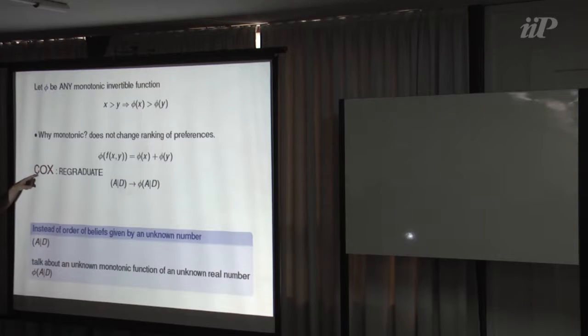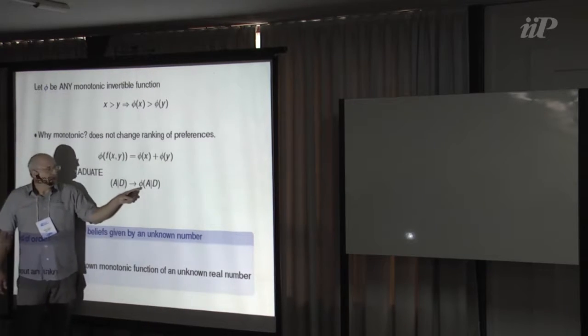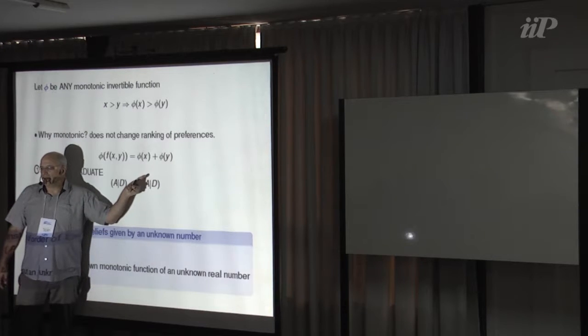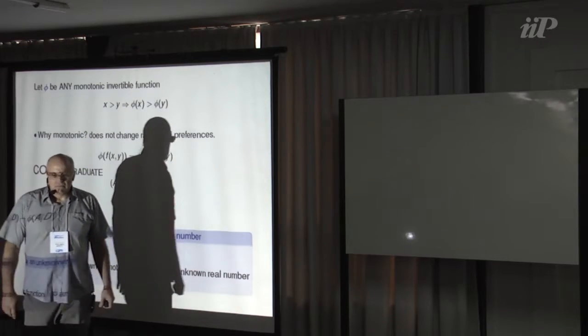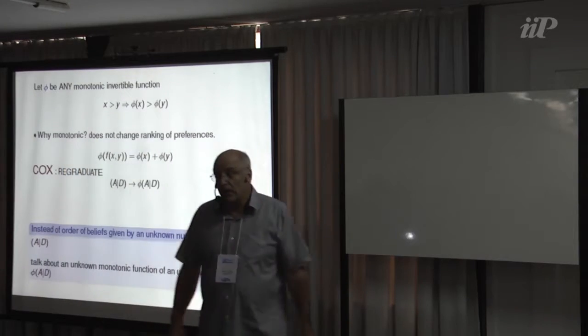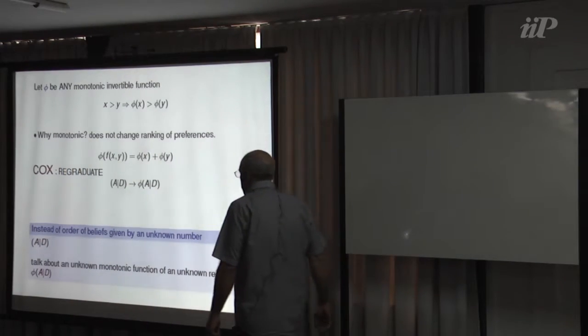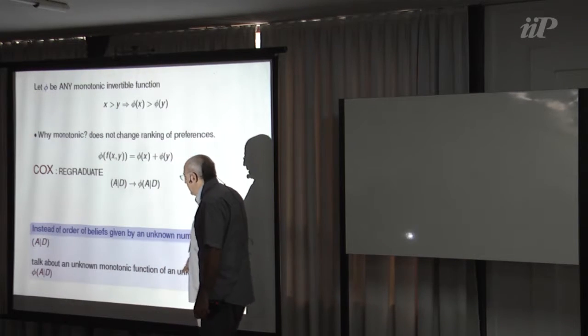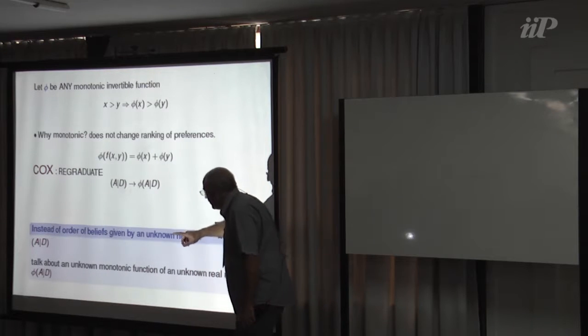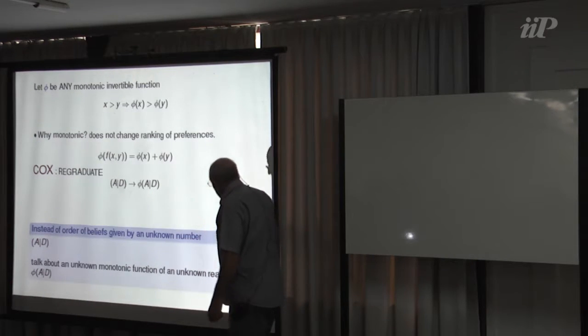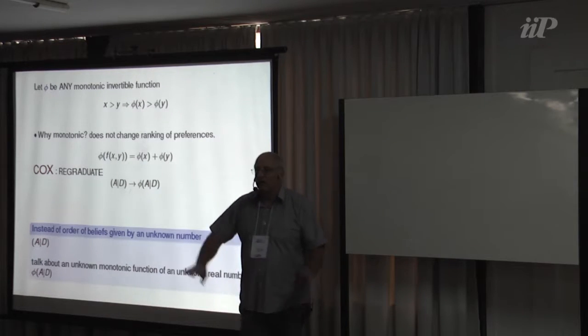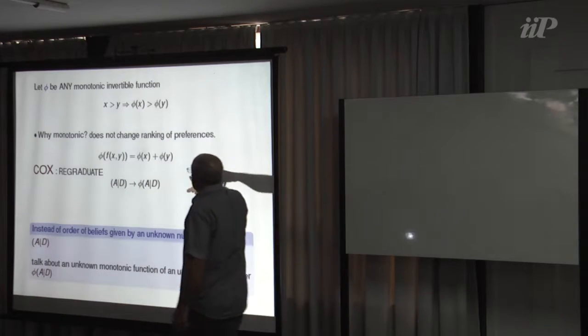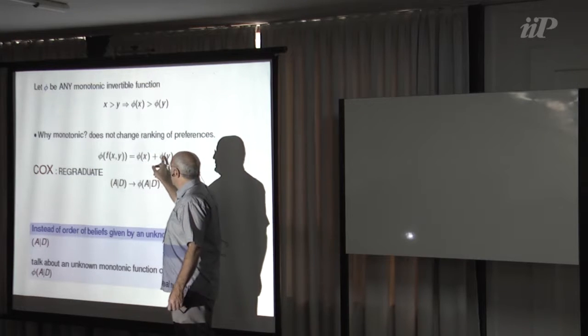At this point, Cox said, forget about the numbers that I didn't know. I don't want to talk about those. My beliefs are represented by this number. And I should concentrate on deciding what to do with these numbers and how to estimate and attribute numbers to them. So instead of order of beliefs given by an unknown number of A of D, I'm going to talk about a non-monotonic function of an unknown real number phi. Okay? So now, phi has this very simple property.